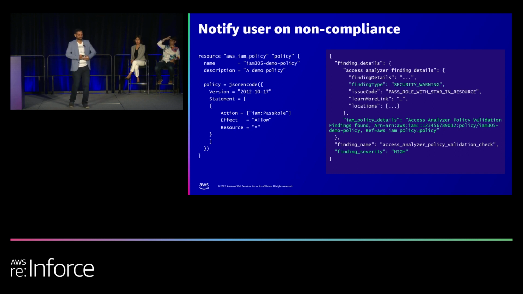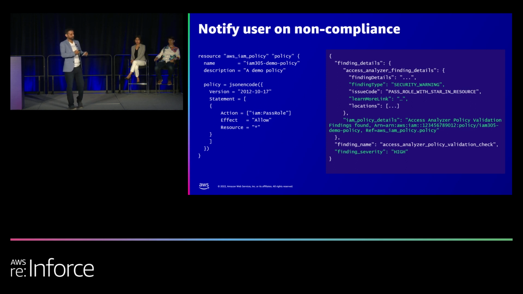The next is the finding type, which is a security warning. And the most important one that I find really useful for developers is learn more links. Usually the learn more links is an AWS documentation website that will tell you why this policy that you're trying to build is dangerous and also would recommend you to tighten down the permissive policy.